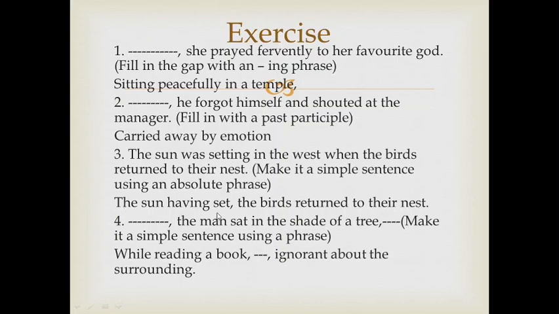So the sun having set is the absolute phrase there. The sun is the subject, having set is the partial predicate. No complete verb in it.